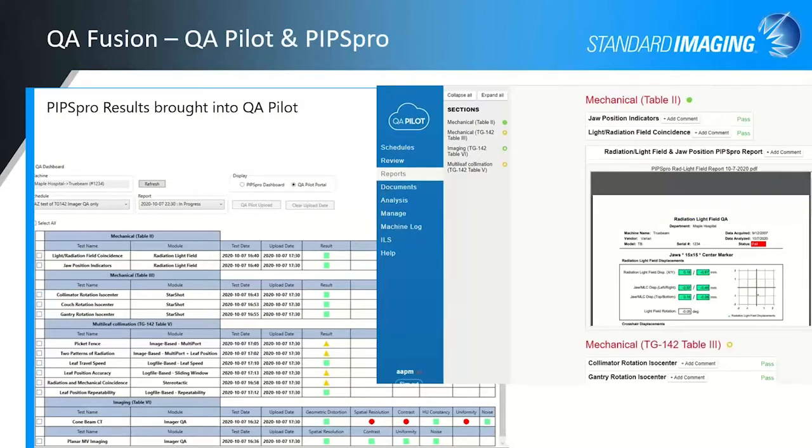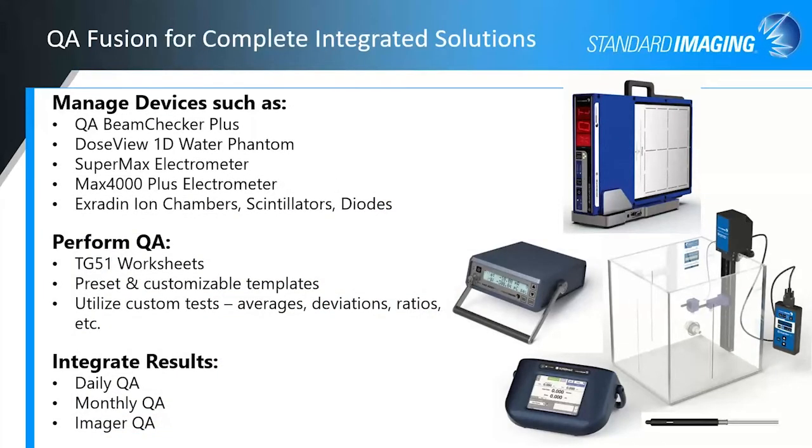Now, when we talk QA Fusion, in part, and then over this webinar and next week's webinar, we're really talking about the QA Pilot and PIPSpro integration. So this gives you a little bit of the screenshot from PIPSpro of your dashboard results. And here's what they look like when they're coming over into QA Pilot. We can look at that more closely. But QA Fusion is our path to complete integrated solutions. We have complete solutions for everything physicists need to do, from machine to imager to patient QA. But how do we get to the integration of those things?